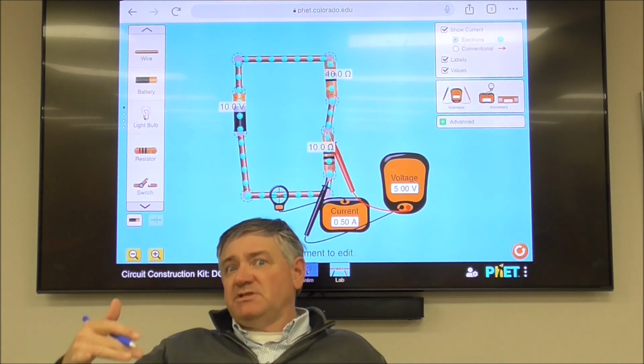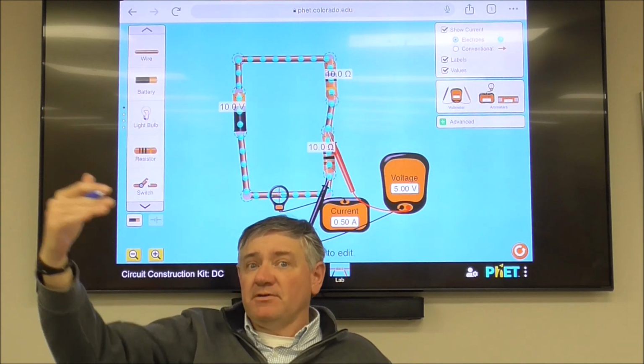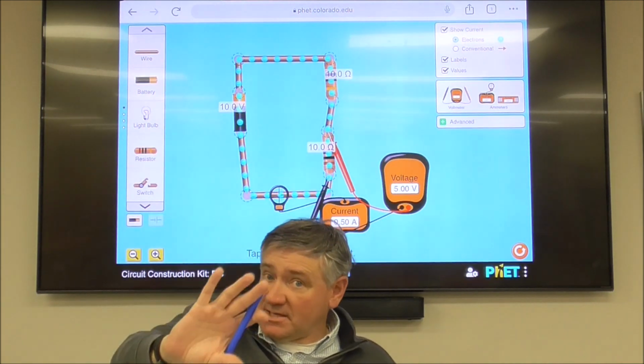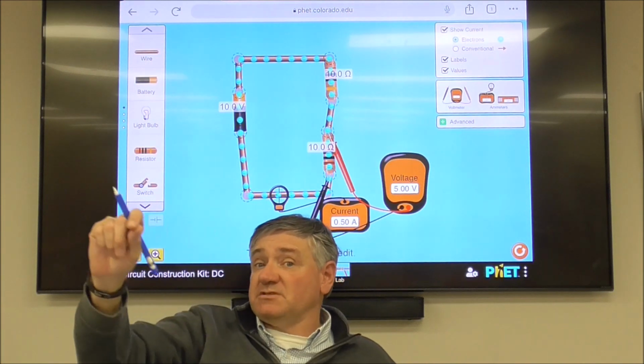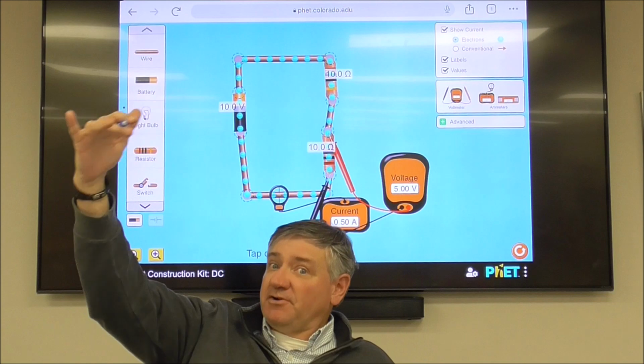So as you put resistors in series, the overall resistance goes up, current goes down. In contrast to that, if you put resistors in parallel, the resistance goes down, but the current goes up.